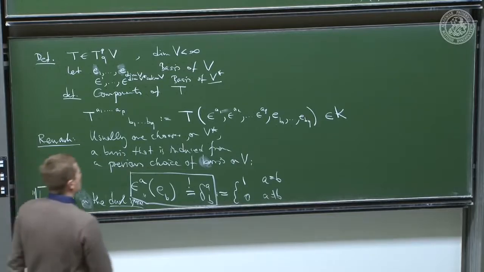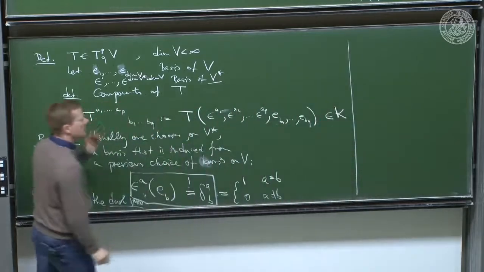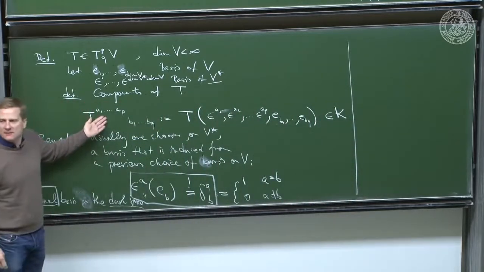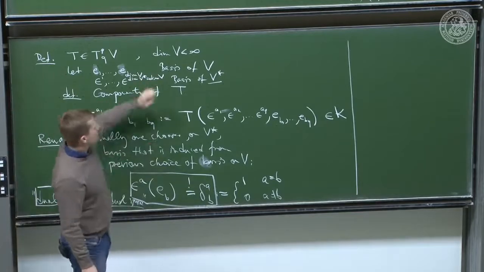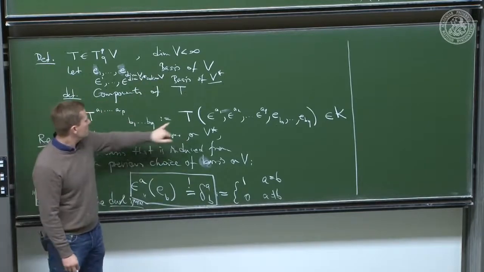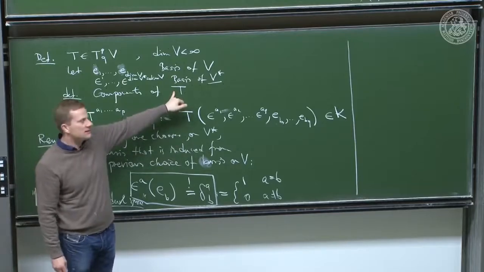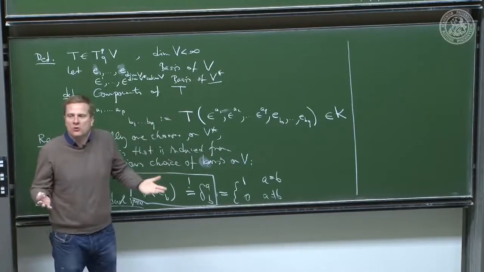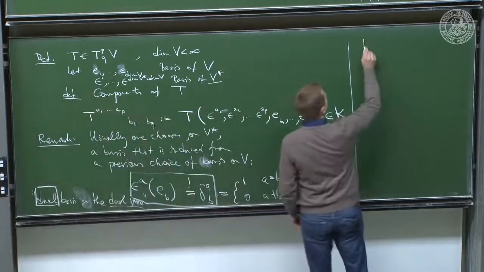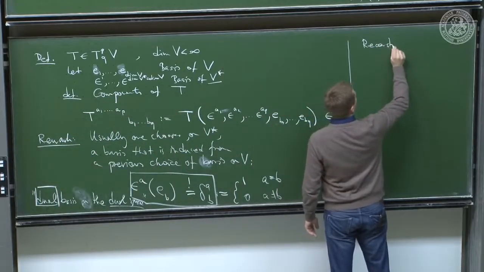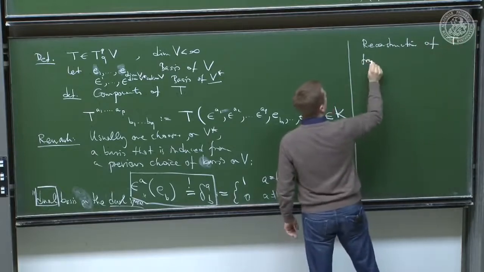Okay, now the most important thing here, however, is I can define components, and you say, very pretty, but what do you do with them? And the answer is, once you have chosen a basis and you have a tensor and you know its components, you can reconstruct the abstract tensor from its components. That's the whole point. So the components suffice to determine the tensor. So, reconstruction of T from its components.